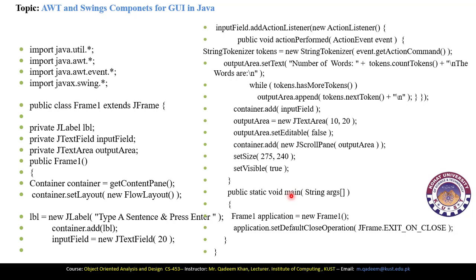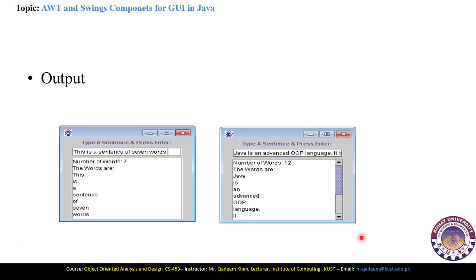Public static void main function is a function which is implemented in every Java program, and the computer starts execution from the body of the main function. First of all, we have declared the object of the Frame1 application, new Frame1. It is the object of Frame1, and when you close or click on the cross button of the window, then the system will exit or close. This is the output here. You can see its output.